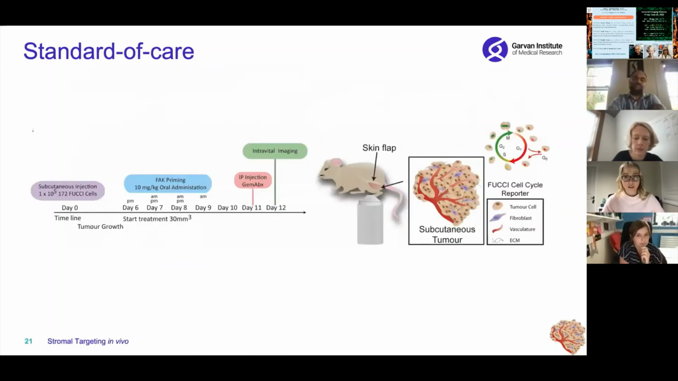Now, we wanted to take this sort of priming regime a little bit further. How can we take this regime where we try and pre-treat the tumours to try and disrupt the fibrotic reaction that we previously saw, and then treat with chemotherapy? Can we improve this chemotherapeutic response? So to do this, we once again injected mice with KPC cells. This time, instead of expressing the FAK biosensor, they expressed the Fucci cell cycle reporter. Once tumours were developed, we pre-treated these mice with our FAK inhibitors, gave them a little break before treating them with chemotherapy, and after 24 hours, performed skin flap surgery to image these tumours.